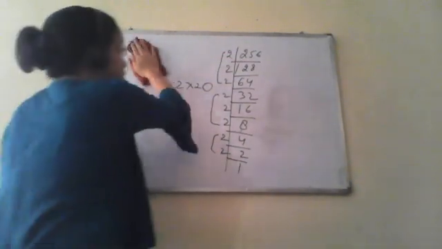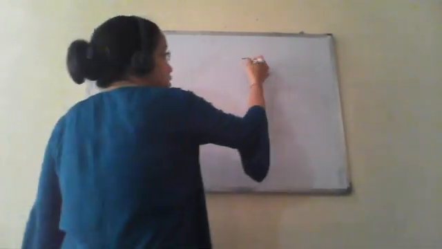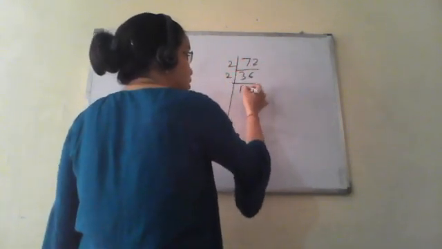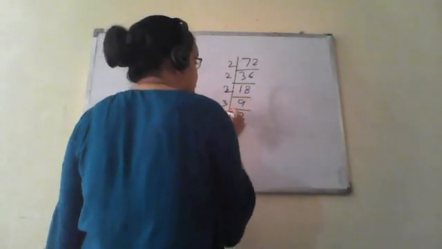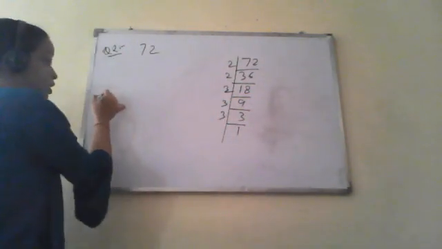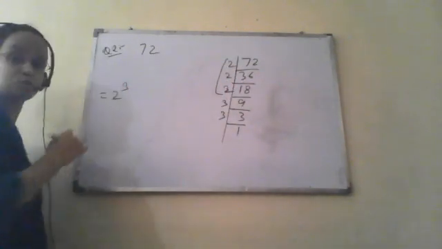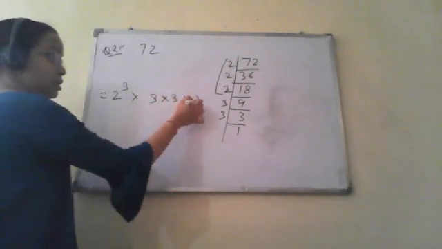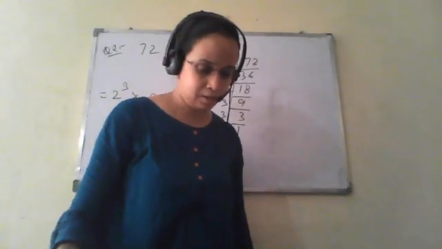Now next part. Next part is 72. So 72, this is 36, 18. So 72 can be written as 2 into 2 into 2 into 3 into 3. This 2 triplet is complete. This can be written as 2 raised to power 3 and 3 into 3. So if we multiply this number by 3, the resulting number will be a complete cube.